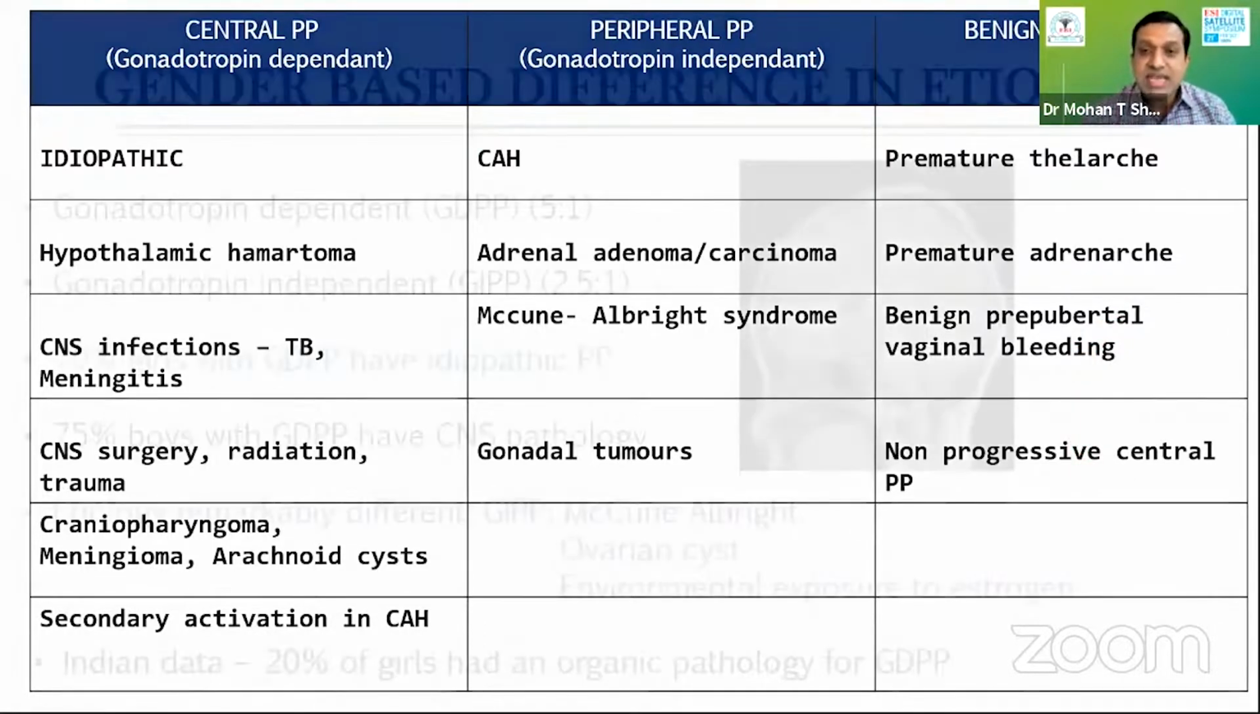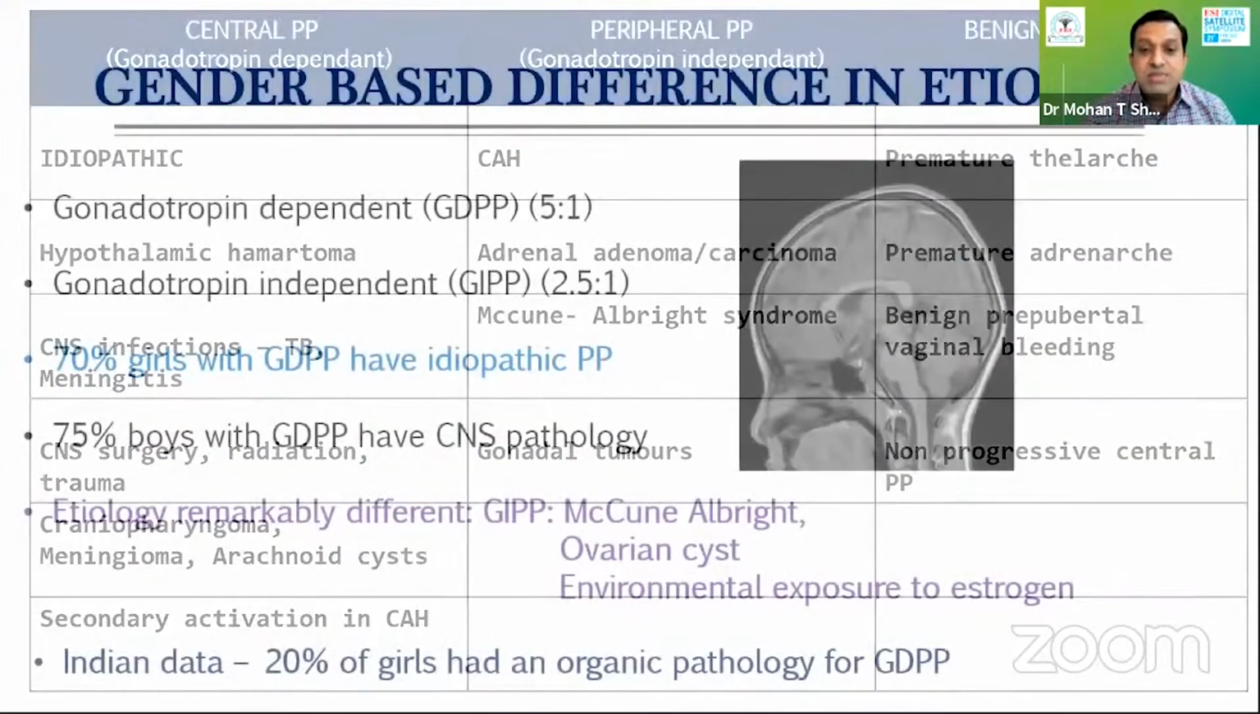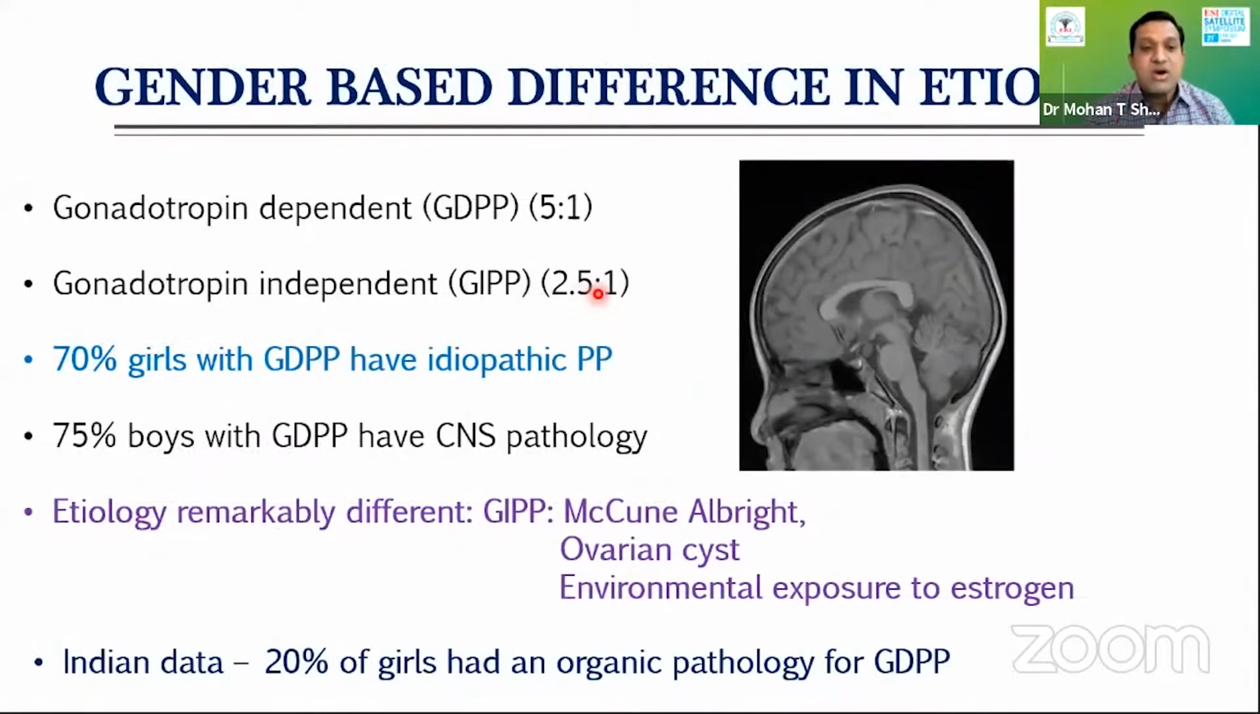So gender-based difference again is here. In gonadotropin dependent, there is a ratio of 5:1. In GIPP, it is 2.5:1. Again, this is for the DM postgraduates or even the practicing endocrinologists who may also know. 70% of girls with GDPP have idiopathic precocious puberty, whereas 75% of boys have a CNS pathology. That is why in boys, definitely we have to go for CNS screening earlier.